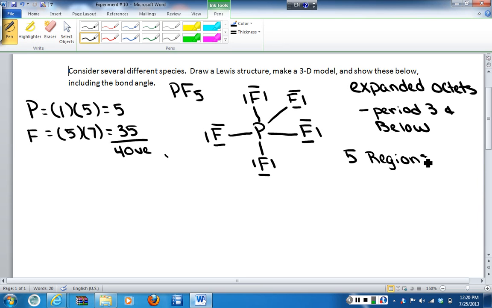Now, the 5 regions give us the possibility of having quite a few different geometries. But we have to ask, what type of regions of electron density do we have around the phosphorus? What you see is that they are 5 bonding pairs. So that indicates that the geometry of this molecule is going to be trigonal bipyramidal.